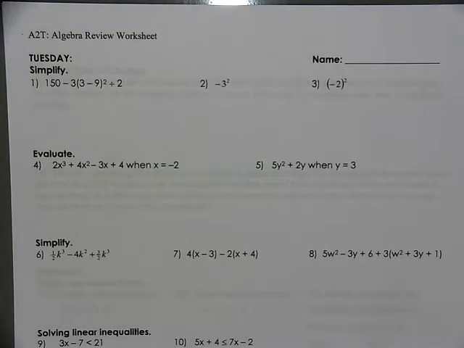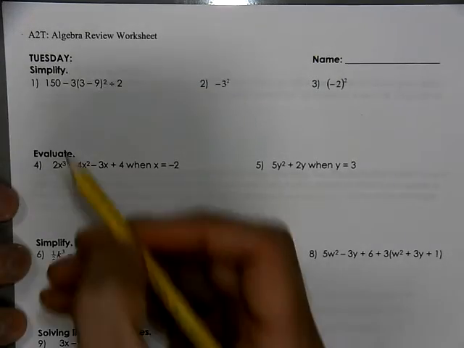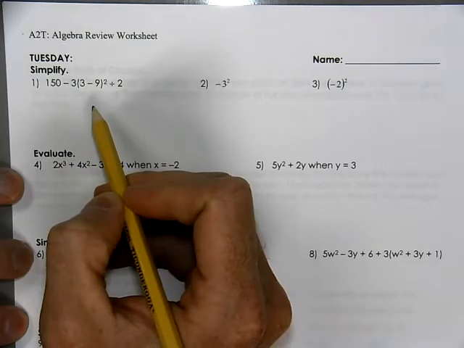This is the Algebra 2 with trig, chapters 1 and 2 review. We're looking at the order of operations.